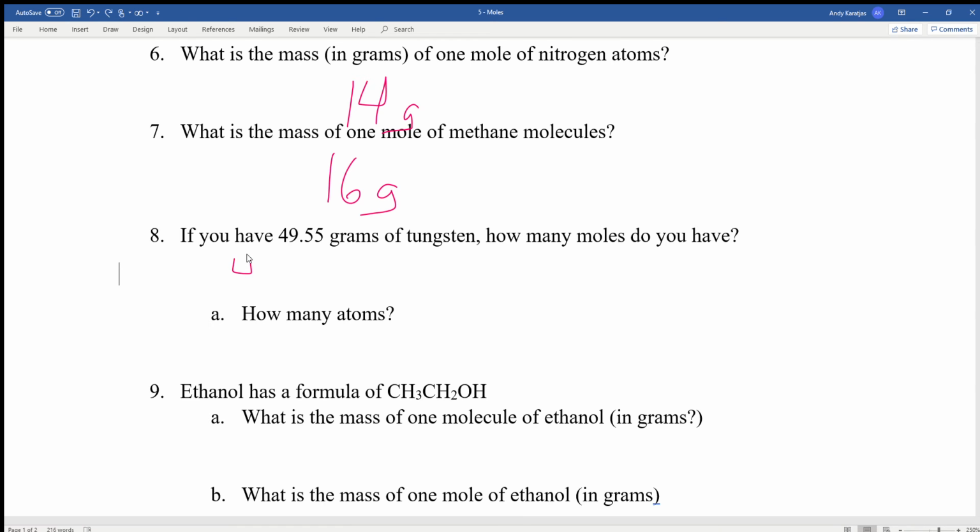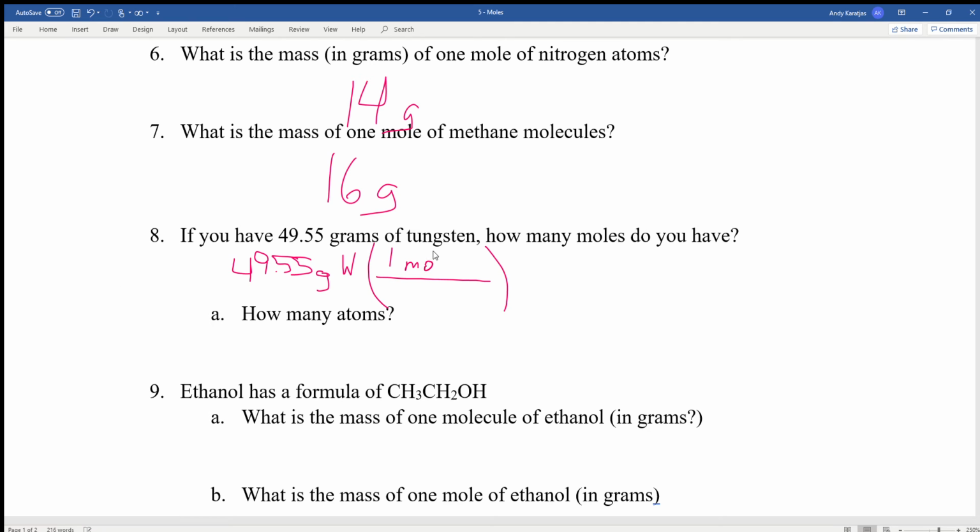So here, if we have 49.55 grams of tungsten, how many moles do we have? And how many atoms do we have? We can't find the number of atoms until we know the number of moles. So we need the molecular weight of tungsten. This is one of our unusual elements. It's abbreviated by a W, but we can look that up.